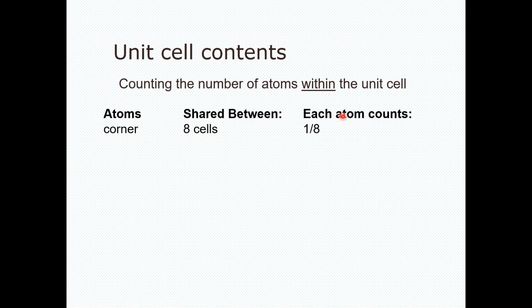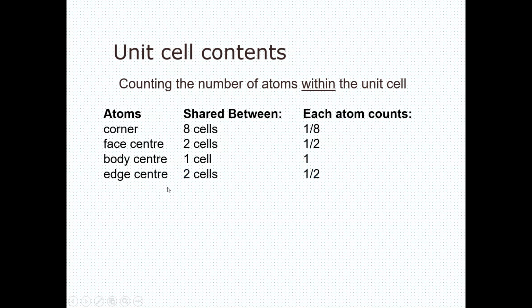If the atom is placed at the corner, what portion of that atom is counted? If the atom is at the corner, it is shared among 8 cells, and each atom counts only 1 by 8. A face center atom is shared between 2 cells, and each atom counts only 1 by 2. If the atom lies at the body center, it belongs to 1 cell, and each atom counts 1. And an edge center atom is shared between 2 cells, and each atom counts 1 by 2.